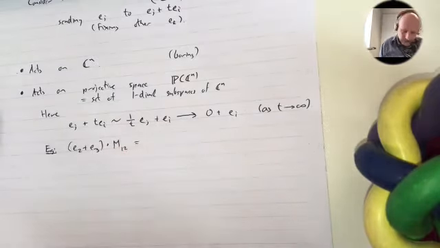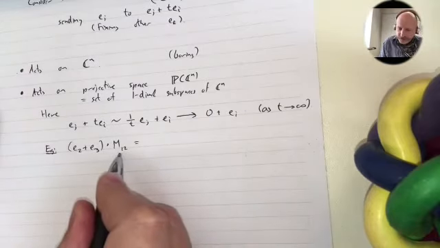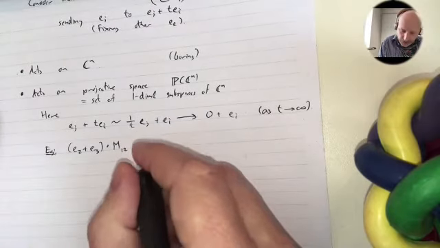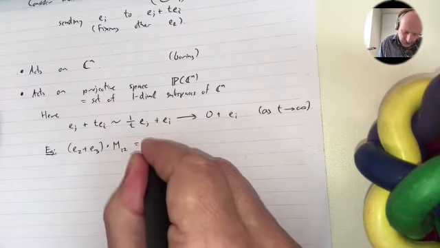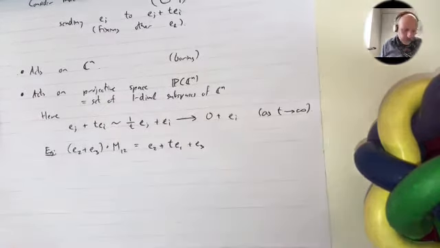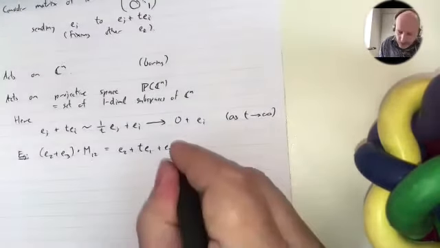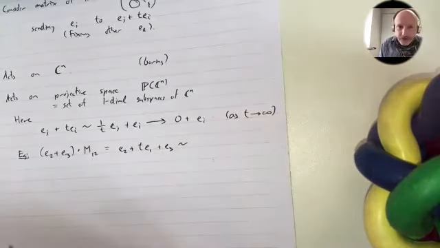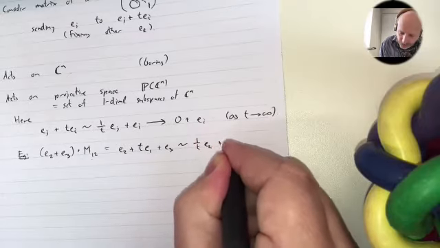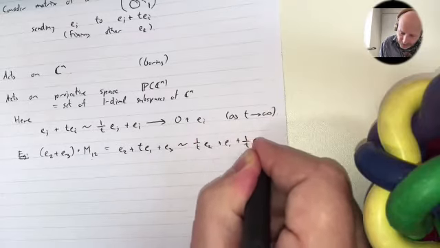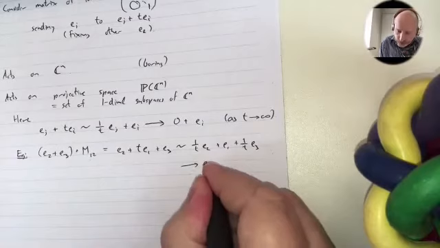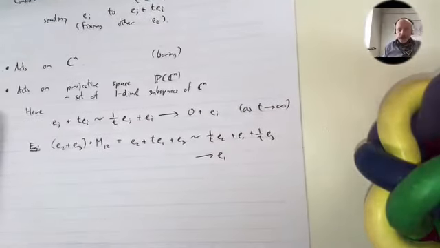Well, let's see. So this M12 fixes E3, and it does something to E2. So I get E2 plus tE1, and the E3 comes along for the ride. Now I can divide through by the scalar to get 1 over t E2 plus E1 plus 1 over t E3, and that goes to just E1 as t goes to infinity.